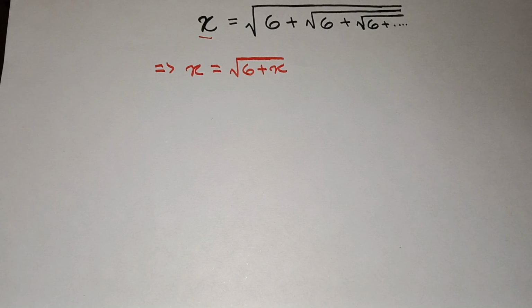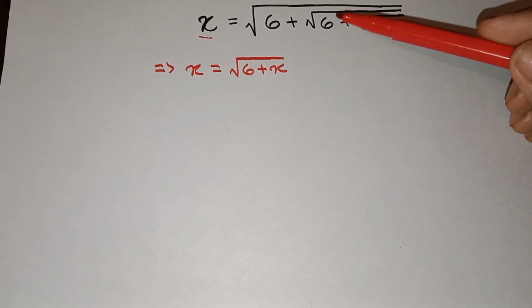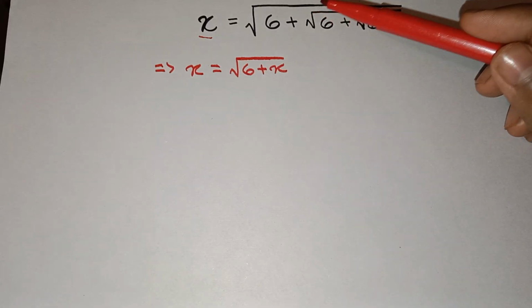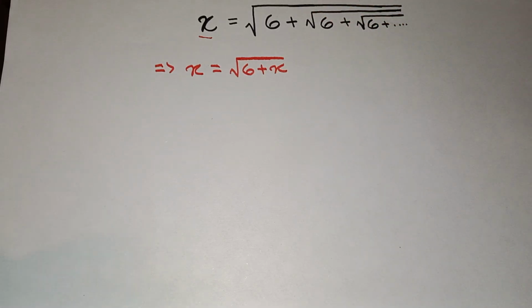Now I will tell you how square root of 6 plus x came. The reason behind it is that, as I have told you several times, the radical continues infinitely because there are many dots. So the expression inside the root is also x, and x has a partner of 6. So x equal to under root 6 plus x.